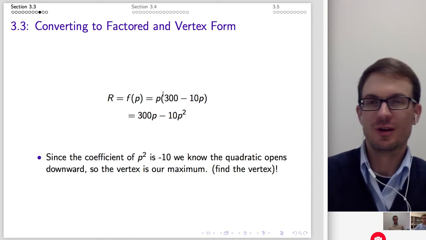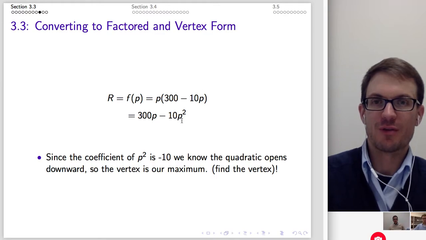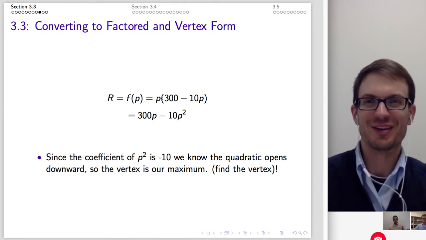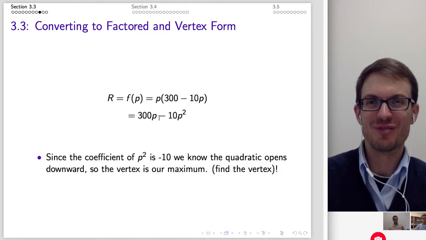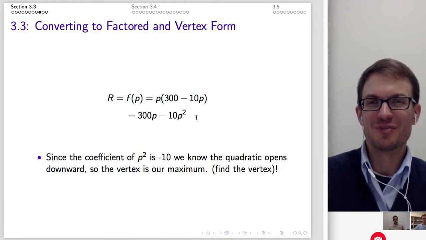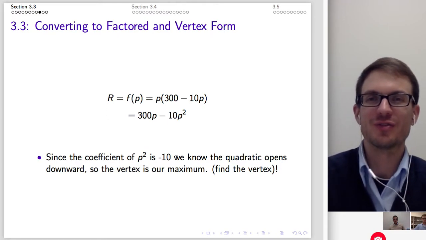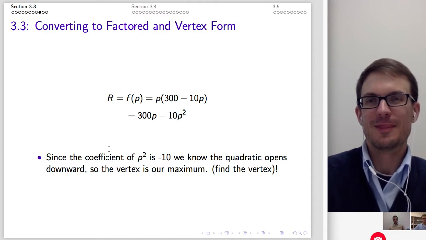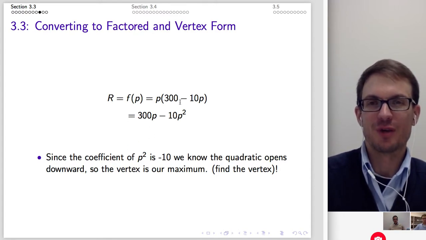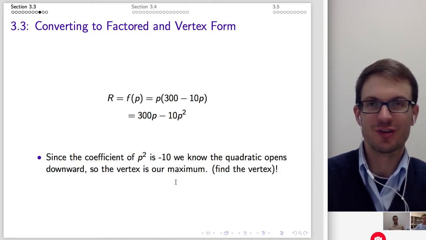Okay, so let's go ahead and expand this. We have 300p minus 10p squared. I know if you know calculus, you're really tempted to just take the derivative and write this as 300 minus 20p and then divide through by 20 to find your p. Let's not do that. Let's do this algebraically. The coefficient of p squared is minus 10, so we know the quadratic opens down. The vertex is our maximum. All right, let's find the vertex.